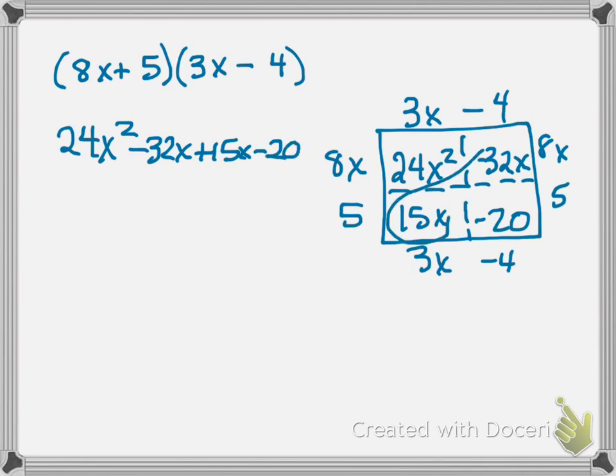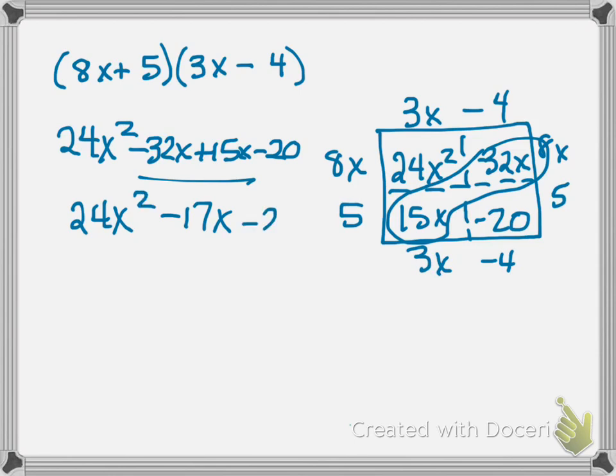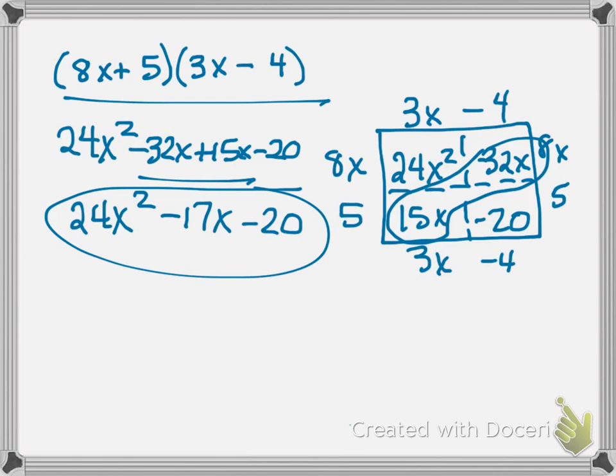So notice that these two are like terms, and I'm going to end up adding those together. So a negative 32 and a positive 15 is going to mean I need to actually subtract. So that would give me how much? 15 to 25 is 10. Another 7, that'd be a negative 17x for those two. So 24x squared minus 17x minus 20 is what you get when you multiply these two together.